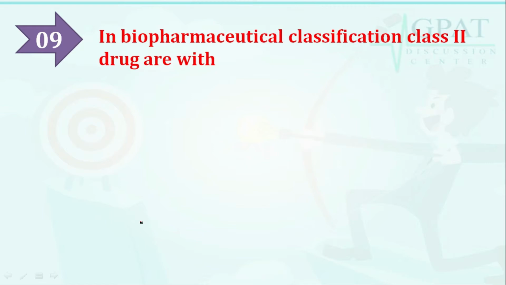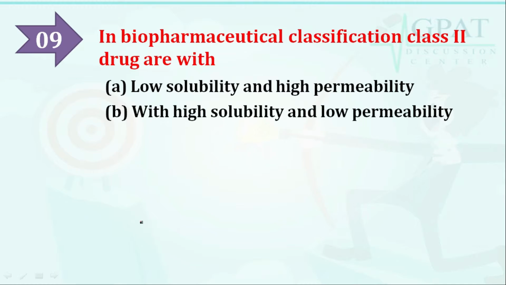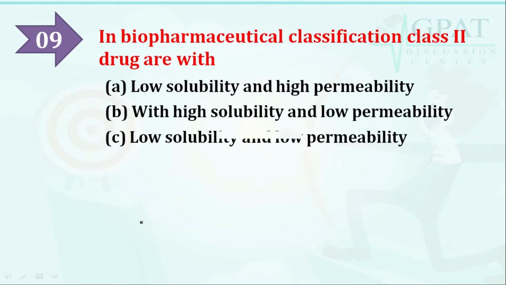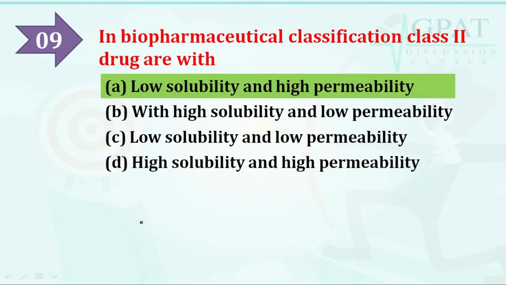So the next question is, in biopharmaceutical classification, the class 2 drugs are with, and here we have options. Option A, low solubility and high permeability. Option B, high solubility and low permeability. Option C, low solubility and low permeability. Option D, high solubility and high permeability. And the correct answer is low solubility and high permeability.